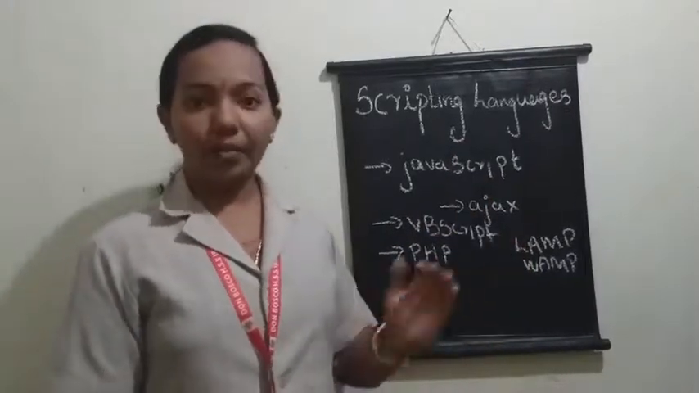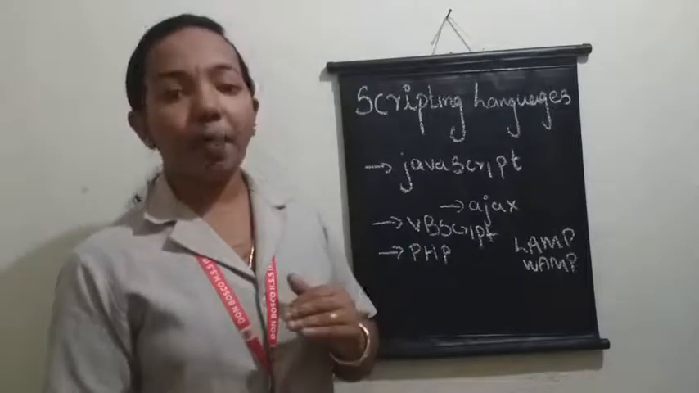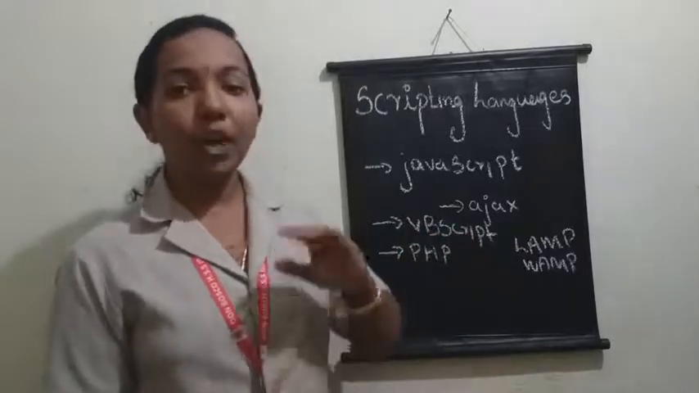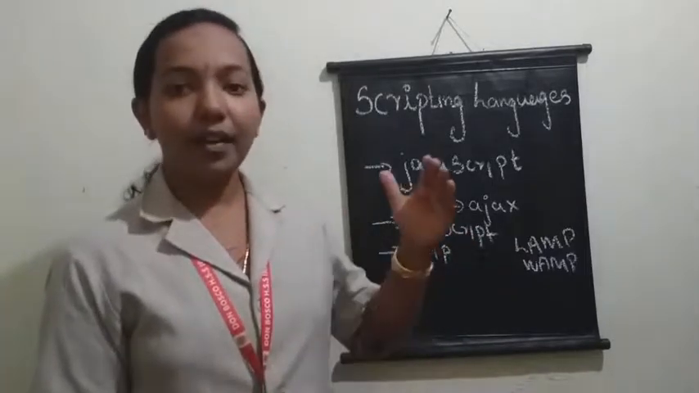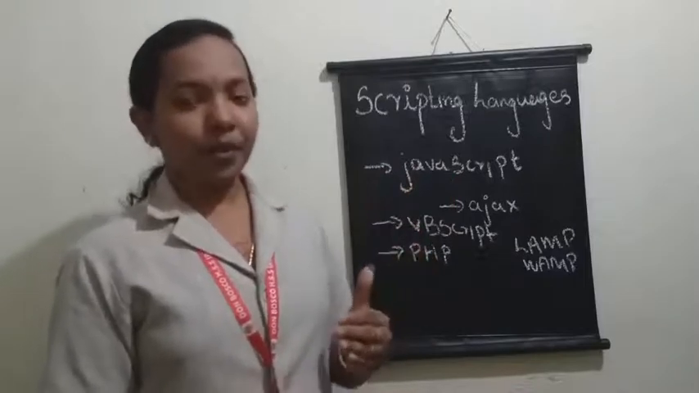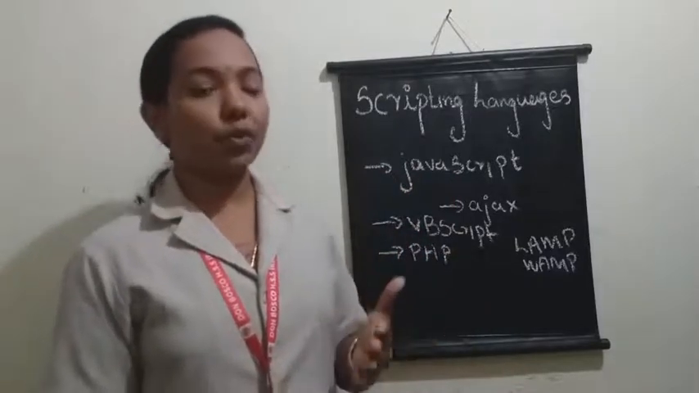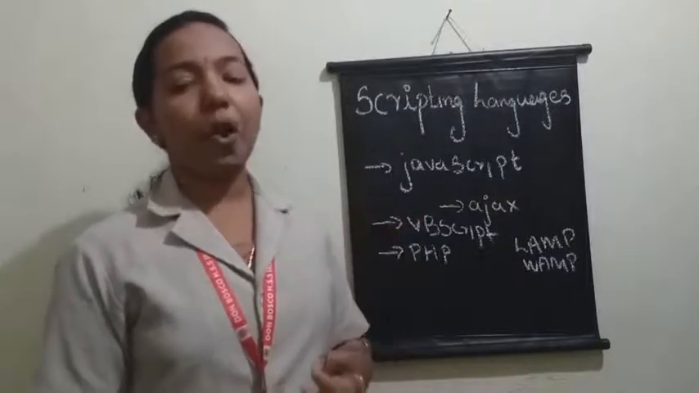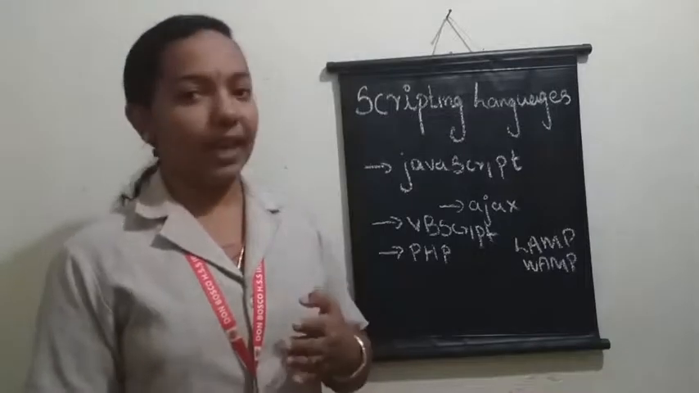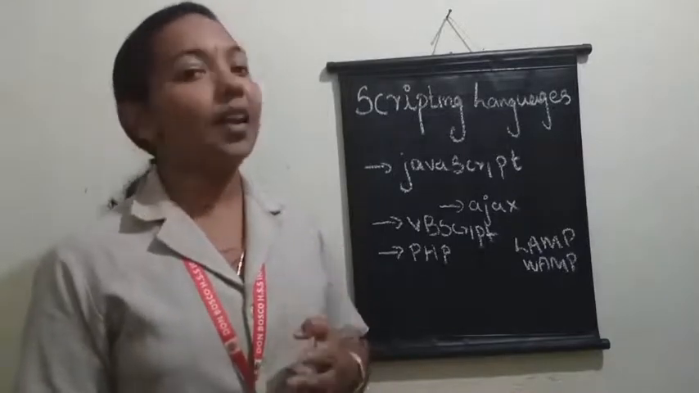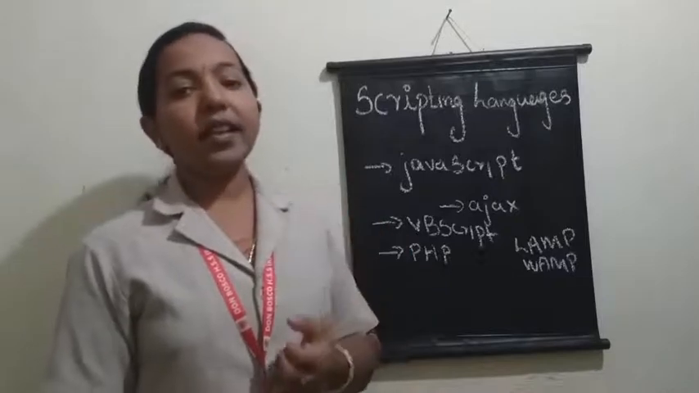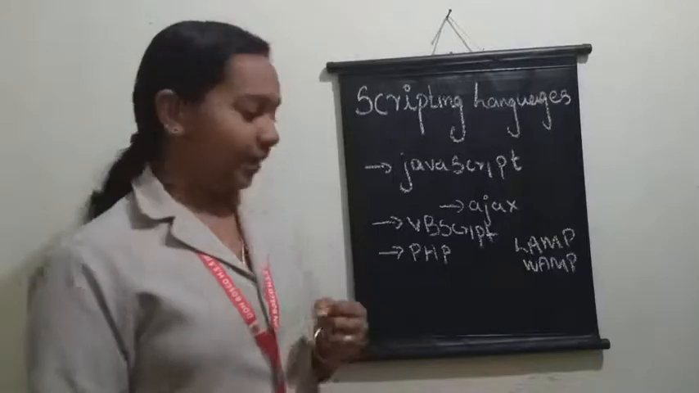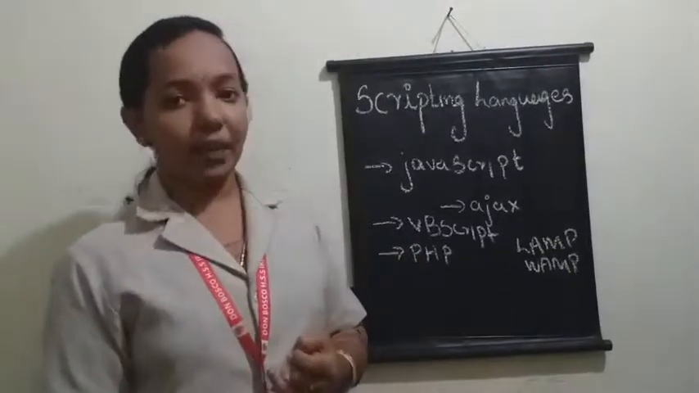Second one, WAMP. It relates to Windows. If your operating system is Windows, instead of LAMP you need to install WAMP. WAMP stands for Windows, Apache, MySQL, PHP. So you can install either package if you want to execute PHP programs. This is the most commonly used server-side scripting language and it is used for creating dynamic web pages. We can easily include a PHP program inside HTML code. Clear? So this is our third scripting language, PHP.